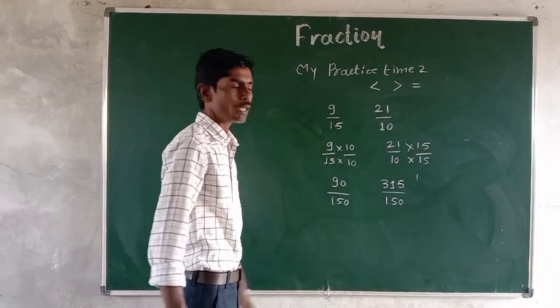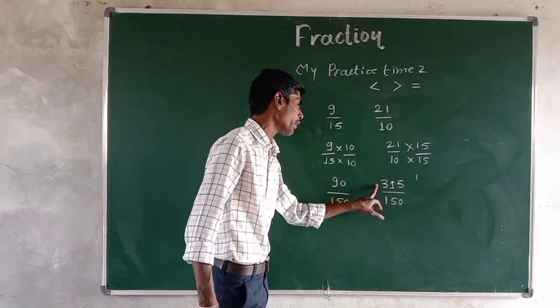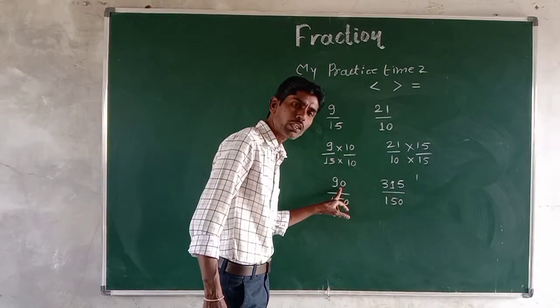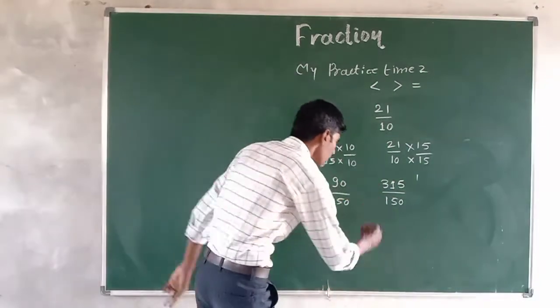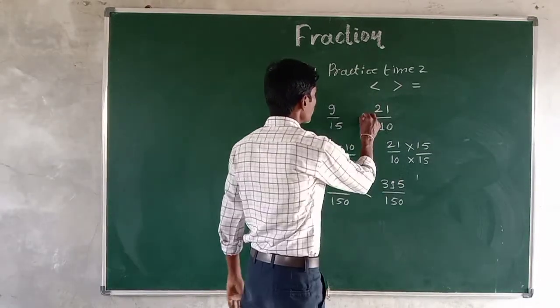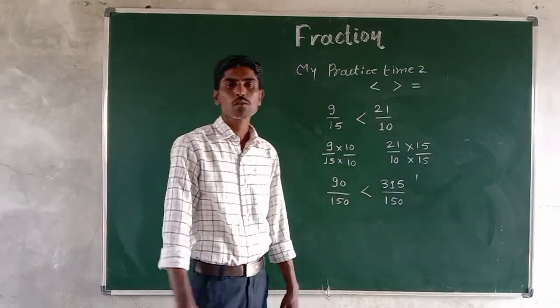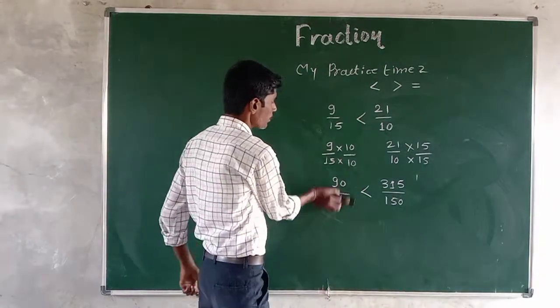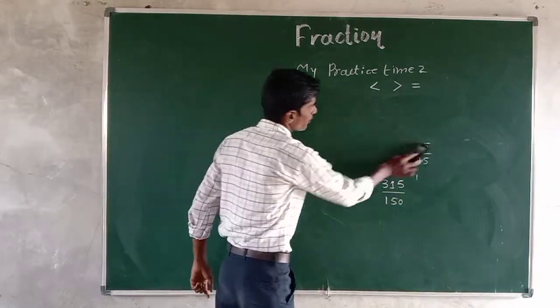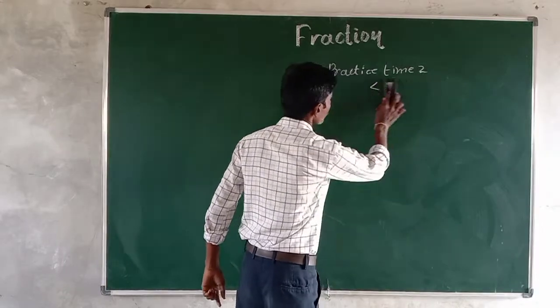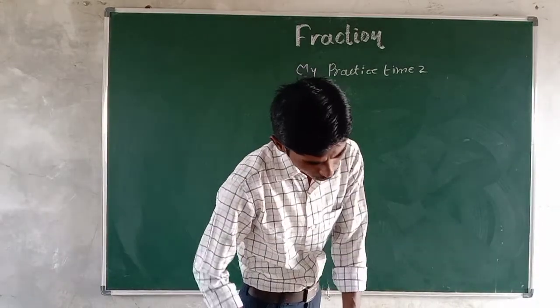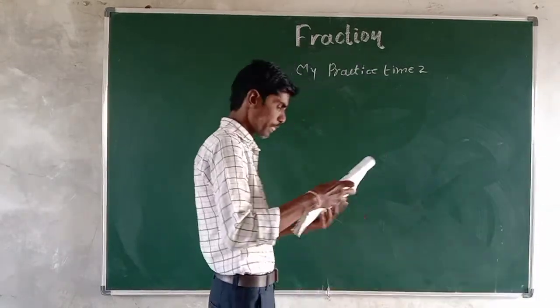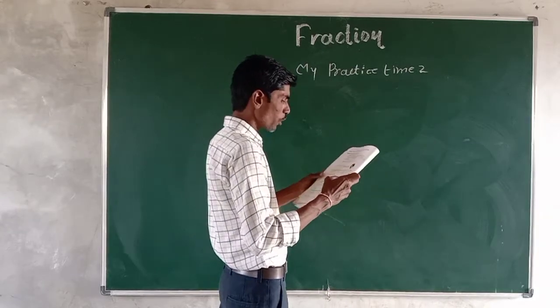Now these are like fractions, but the numerator of the second fraction is greater than the numerator of the first fraction. That's why the second fraction is greater. So in this way we have to fill in the box with the proper sign.